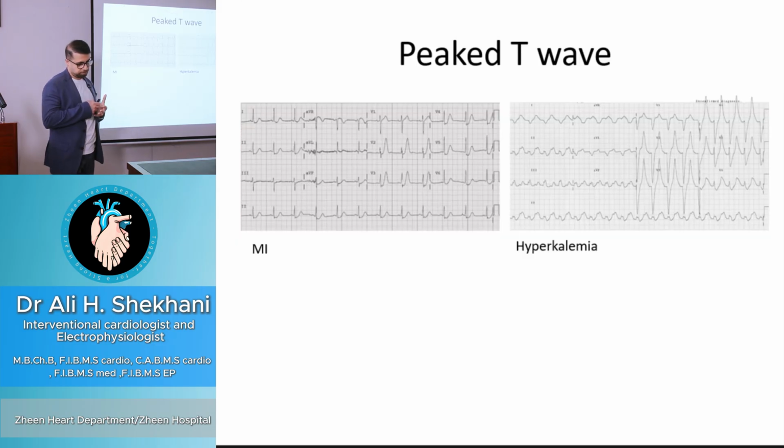And we have peaked T wave. The most important causes of peaked T wave, we have two common causes: myocardial infarction, which we call hyperacute T wave, or hyperkalemia. These two causes are very common.